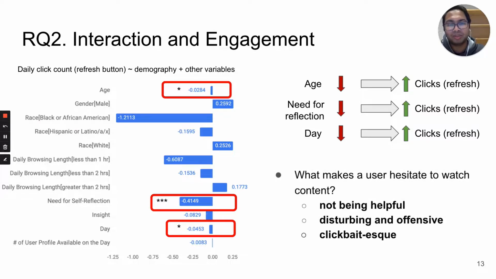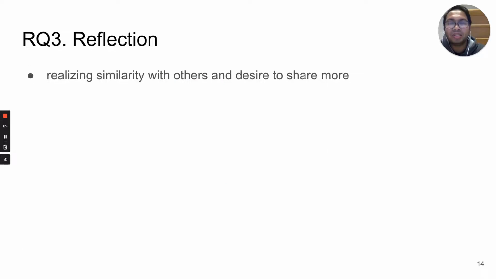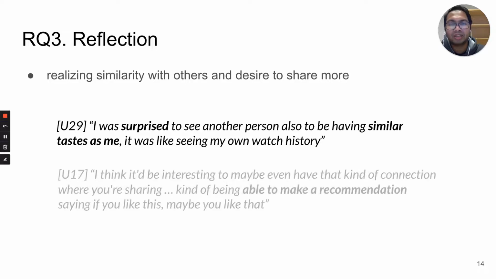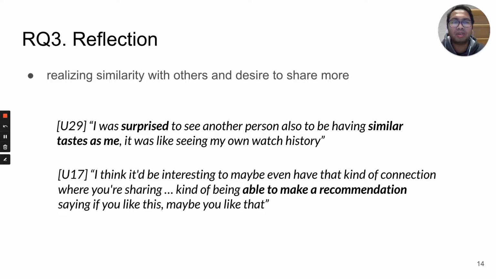Furthermore, we also asked why users did not want to interact with certain content and found that users mentioned the offensive or inappropriate nature of content that discouraged them from interacting with the system. In their self-reflection, users realized their similarities with others. Like the user suggested here, he was surprised by this fact. On the other hand, some also further wanted to communicate with users that they felt this connection with.